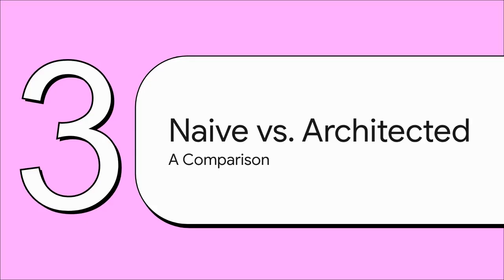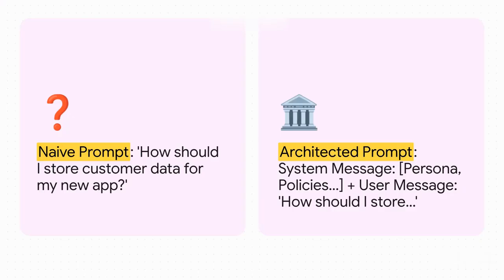All right, enough talk. Let's see the proof. Let's see the dramatic difference this whole architectural approach makes in a head-to-head comparison, the simple, naive prompt versus our new architected prompt. So on the left, you've got that simple question just kind of floating out there in the void, dangerously ambiguous. But on the right, it's the exact same user question, but this time it's supported by that whole robust system message we designed, packed with its persona, its policies, and all its constraints.